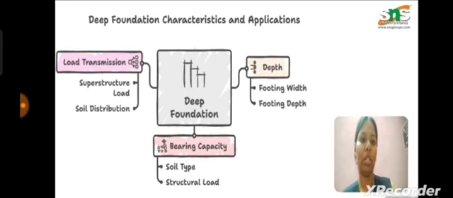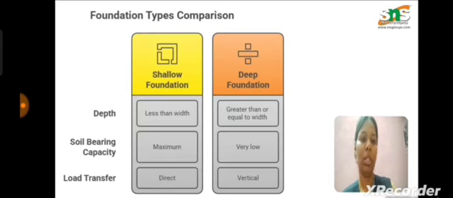Next one, deep foundations. In a deep foundation the depth is greater than the width, so it is called the deep foundation. The soil bearing capacity is low when compared to the shallow foundation. Next one, the load is transferred by piles or by caissons. Next one is the foundation types, comparing the shallow foundation and the deep foundation. First, when we compare the depth, the depth is less in the shallow foundation. When we compare with the deep foundation, the depth is greater.